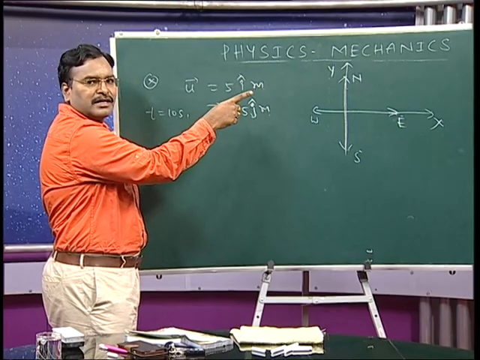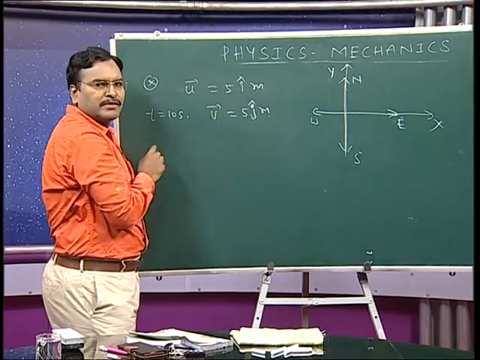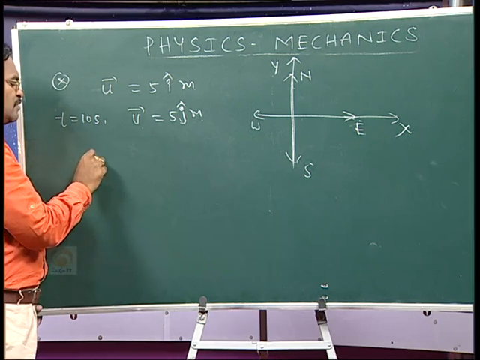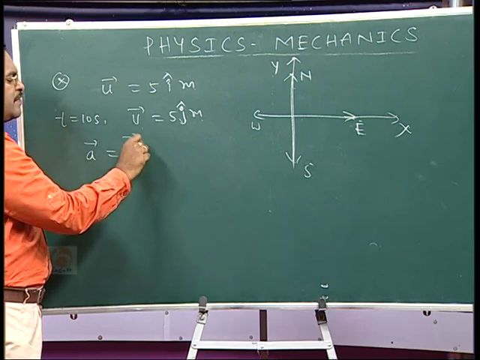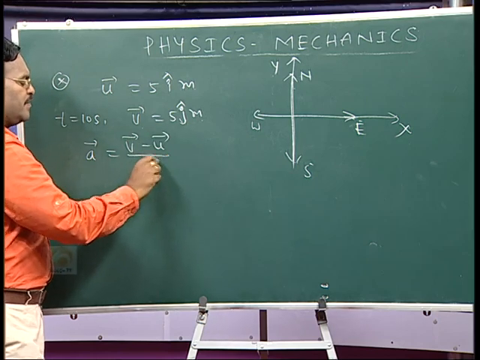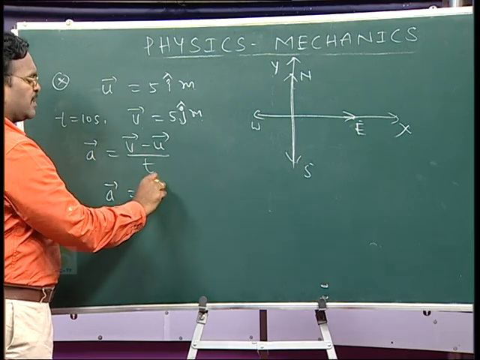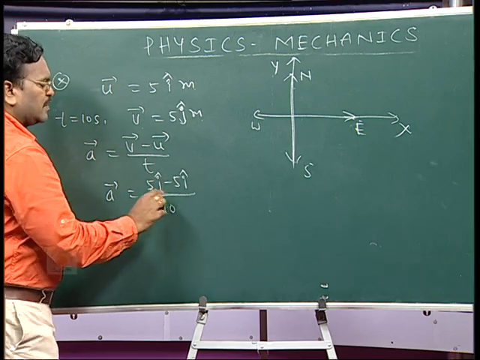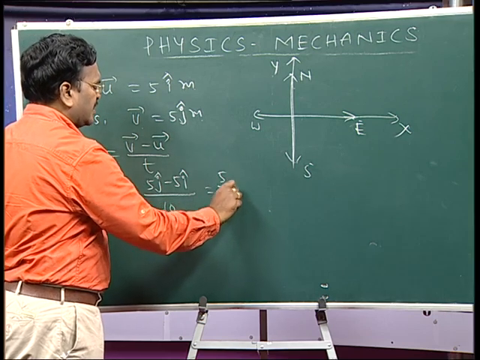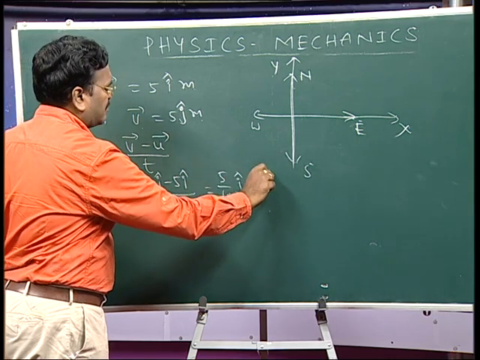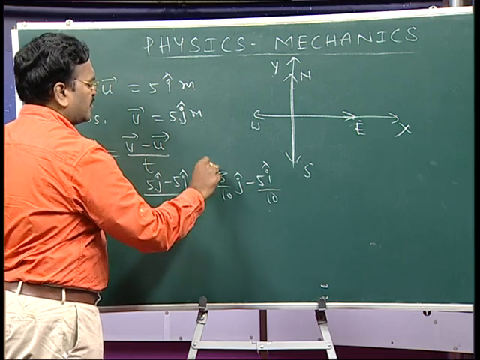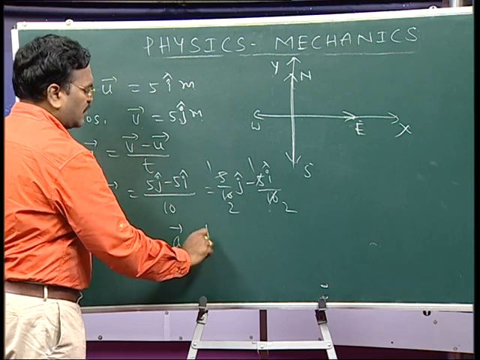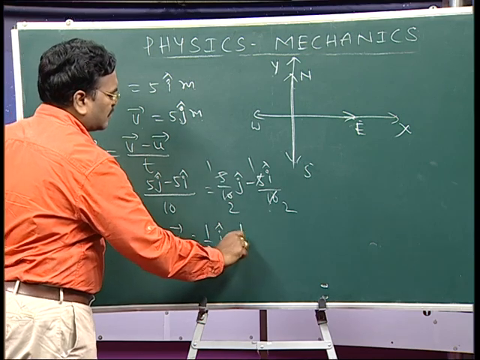The north direction is perpendicular to the east direction. So, velocity v bar is 5 j cap. Find the acceleration. What is the formula? Acceleration is equal to (v bar minus u bar) by t. v bar is 5 j cap minus 5 i cap, by t, which is 10. So, 5 by 10 j cap minus 5 i cap by 10. 5 ones are 5, 5 twos are 10. So the acceleration vector is 1 by 2 j cap minus 1 by 2 i cap.